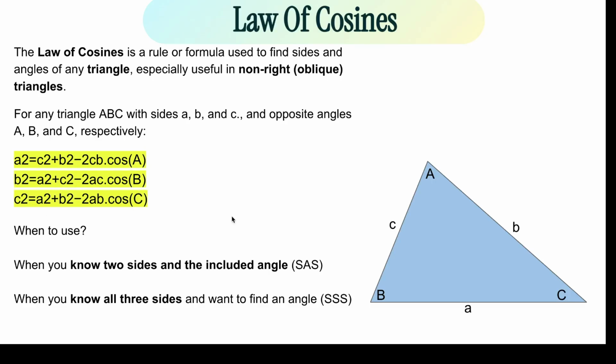When to use the law of cosine? When you know two sides and the included angle. The included angle is always the angle opposite to the side. This is very important. When you know all three sides, and we need to find an angle. Side, side, side, side, angle, side.